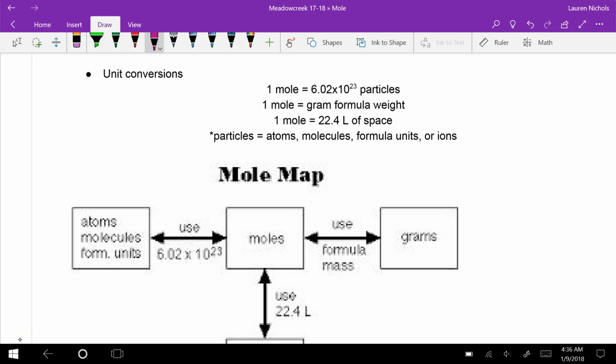Hi everyone. So just to continue with what we've been doing, we're going to talk about actually making conversions using the unit conversions that we learned about in the last video.